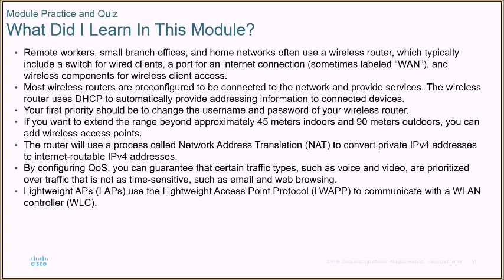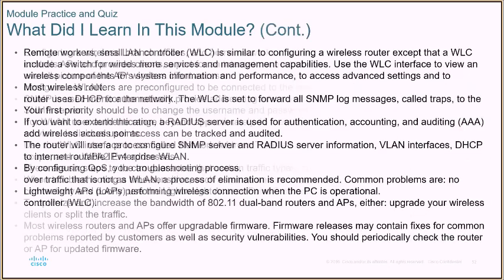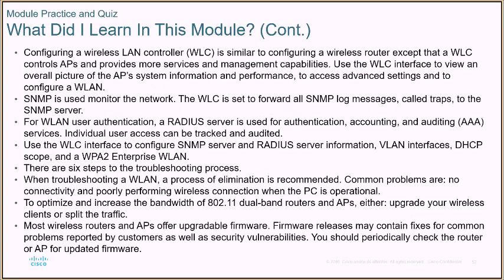Lightweight access points use lightweight access point protocol to communicate with a wireless LAN controller. Configuring a wireless LAN controller is similar to configuring a wireless router, except that the wireless LAN controller controls the APs and provides more services and management capabilities. The interface is used to view an overall picture of the AP's system information and performance, to access advanced settings, and to configure the wireless LANs. SNMP is used to monitor the network, and the wireless LAN controller is set to forward all SNMP log messages, called traps, to the SNMP server.